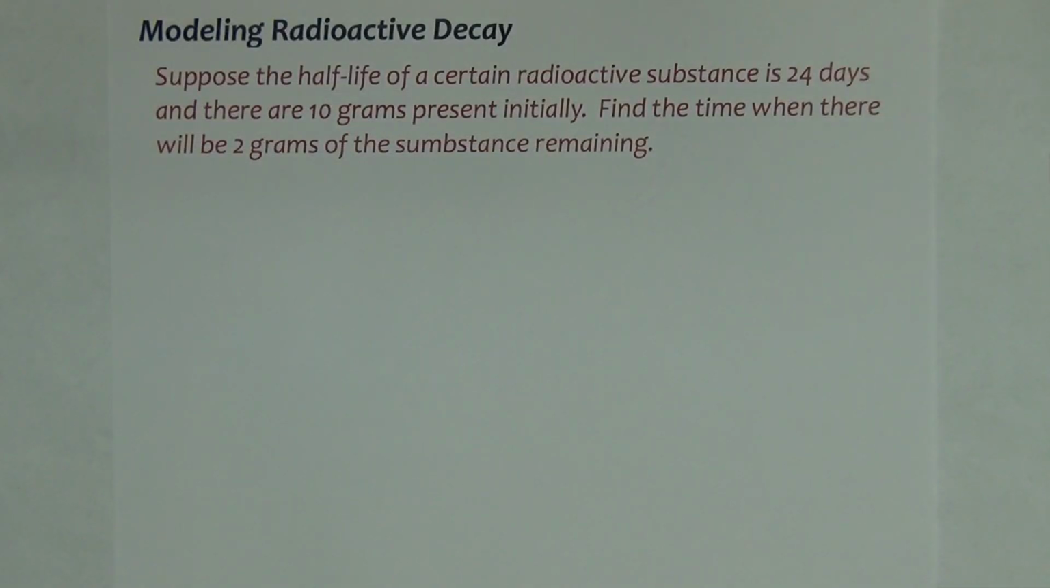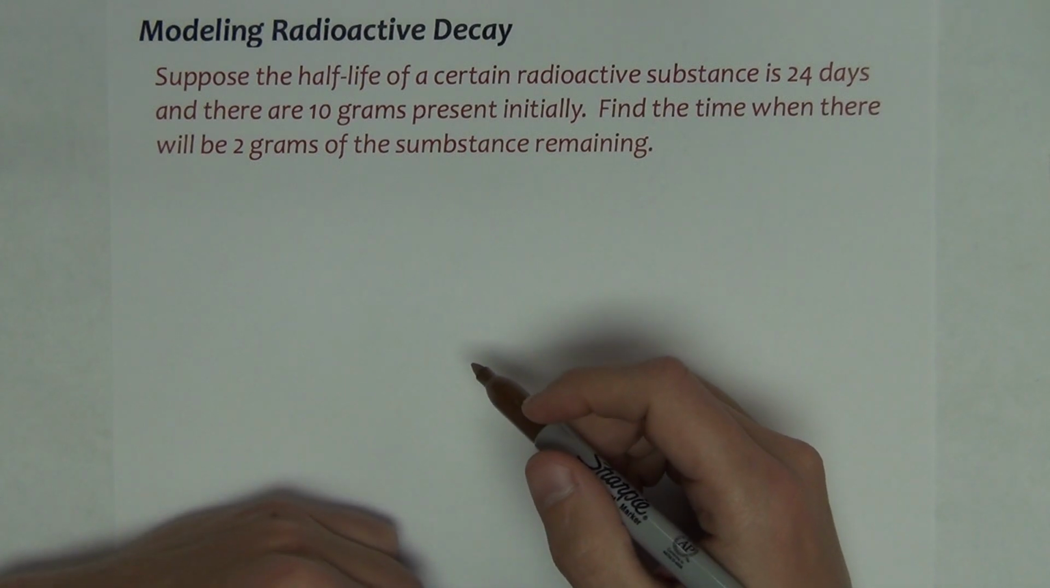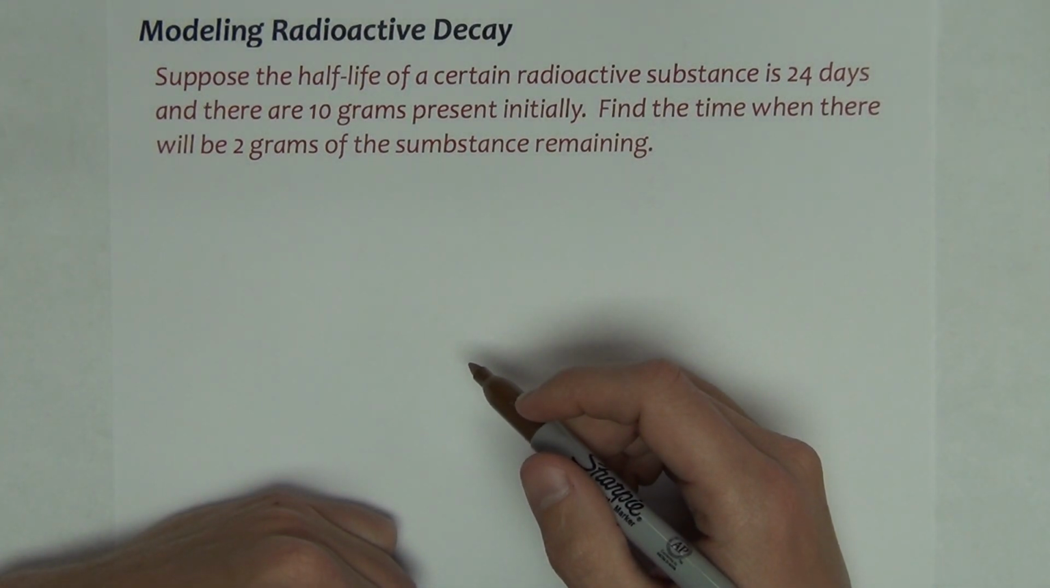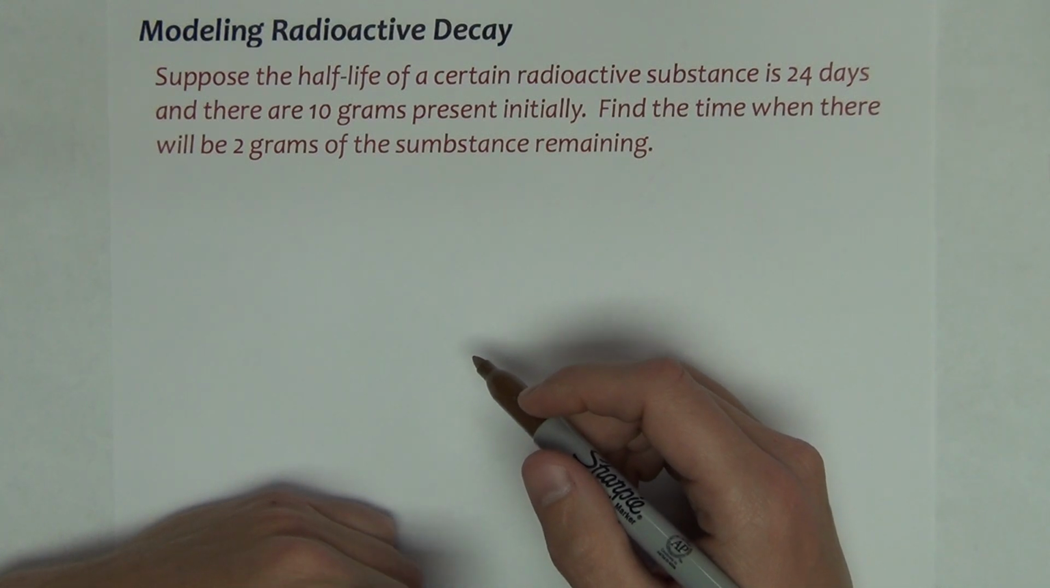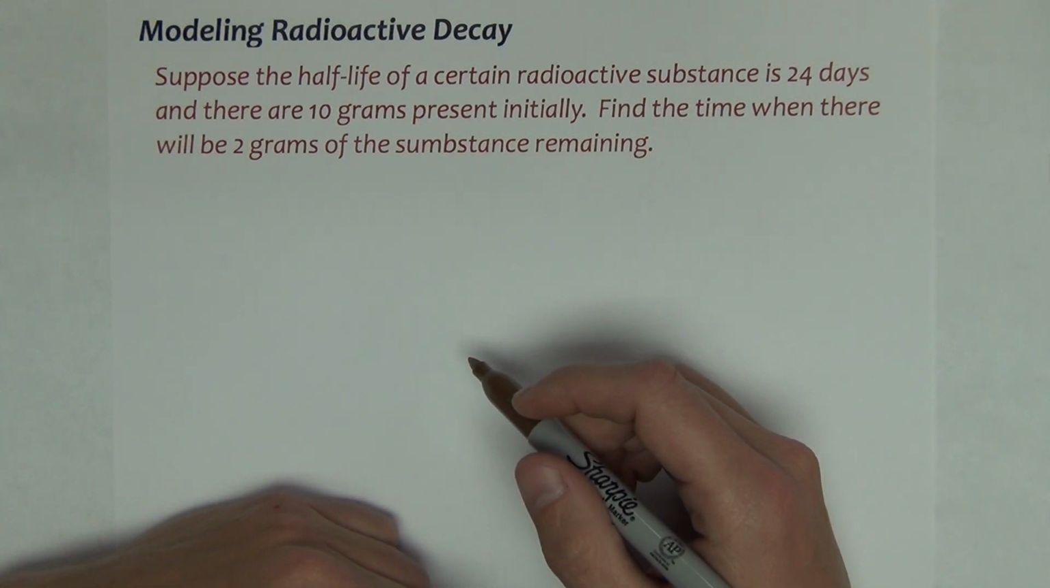Next problem, we're going to look at modeling radioactive decay, another common application of this population model. Suppose the half-life of a certain radioactive substance is 24 days and there are 10 grams present initially. Find the time when there will be 2 grams of the substance remaining.